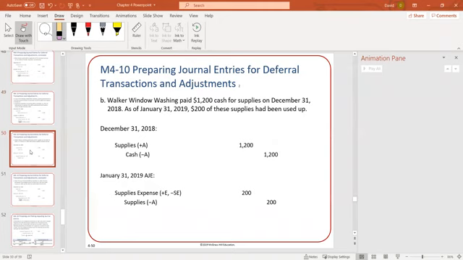All right, so on the next one, this is going to be some supplies. So it looks like they paid cash for supplies. So debiting supplies, crediting cash. Here's your prepaid or deferral. And then you've used $200 at the end of January. So you need to debit your supplies expense and credit supplies.